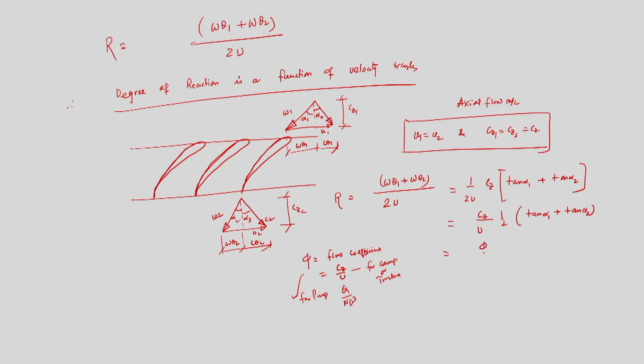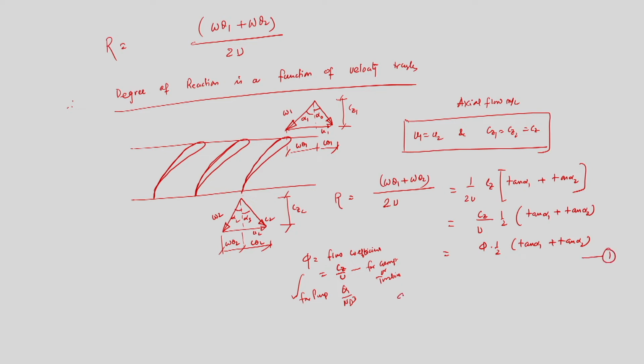So R is phi into half into tan alpha 1 plus tan alpha 2, that is the degree of reaction. As I said, the degree of reaction is a function of velocity angle, and that is why we have obtained phi. Let us call this equation 1.